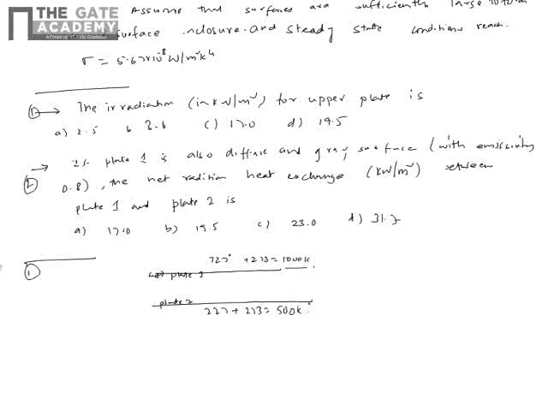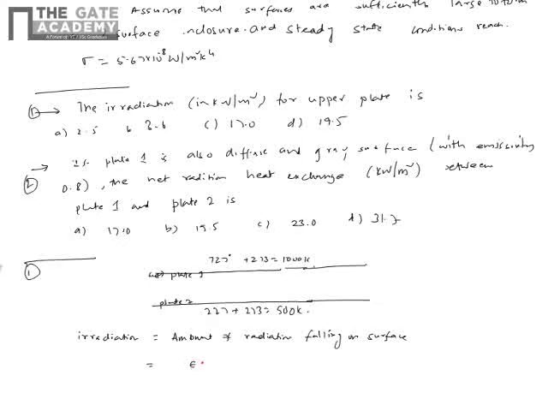Now irradiation is the amount of radiation falling on the surface. So irradiation for surface 1, the black surface, and because the plates are very large, the radiation coming to it is the radiation coming from plate 2. All the radiation emitted by plate 2 will fall on plate 1, because it's a two surface enclosure.